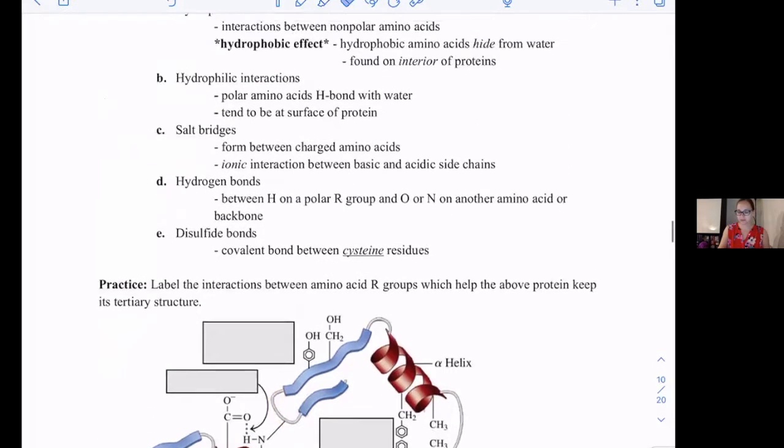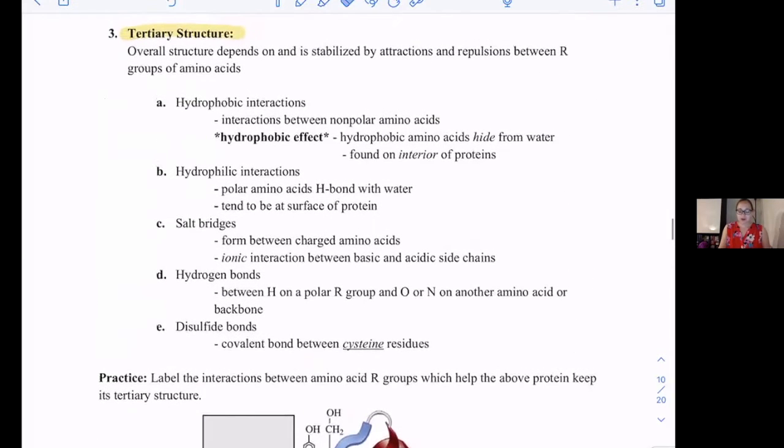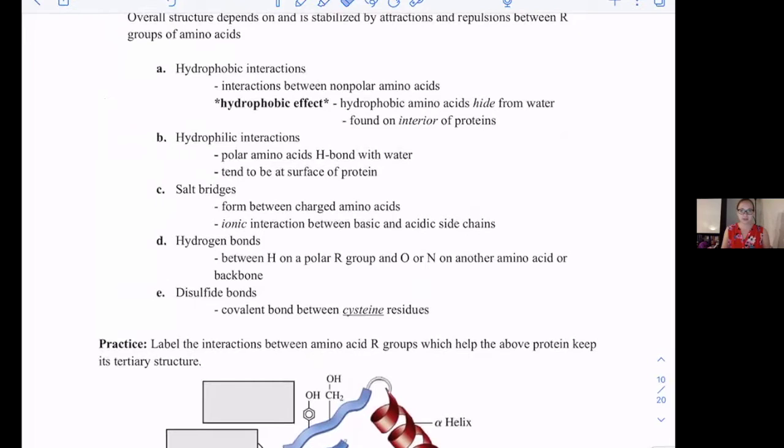Erase my highlighting. There we go. So it's the overall structure, and it's stabilized by the attractions and repulsions between R groups of amino acids. There are 5 different particular ones we will talk about. The first one is called hydrophobic interactions. We've talked about hydrophobic things before. Hydrophobic things like to run away from water. Phobic, remember, means scared of, so hydrophobic means scared of water.